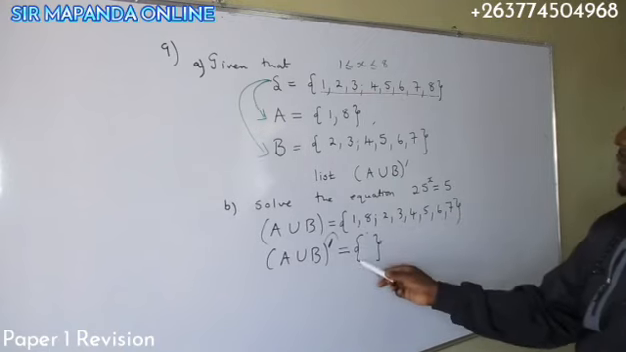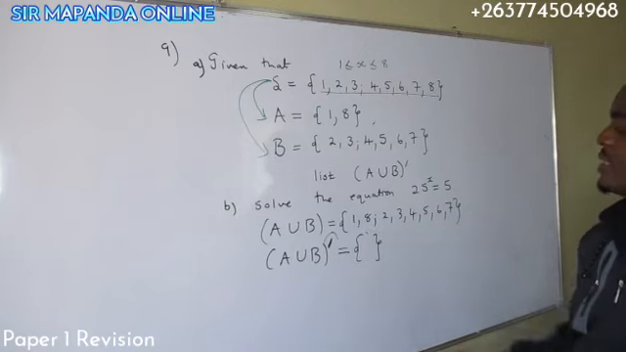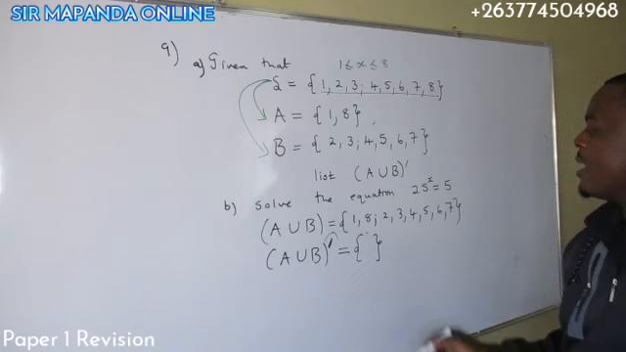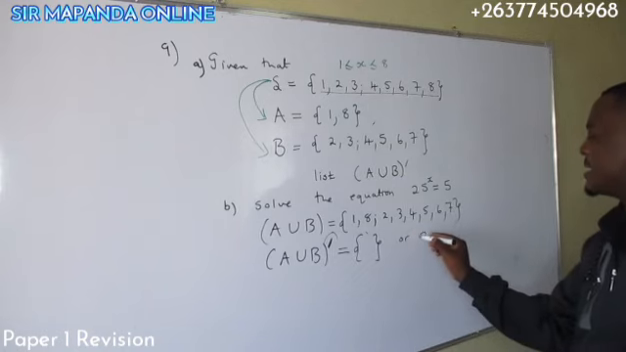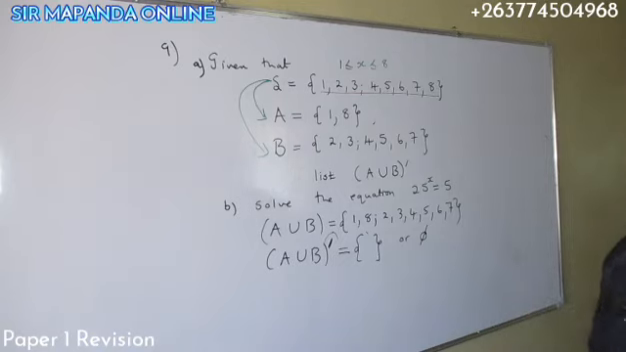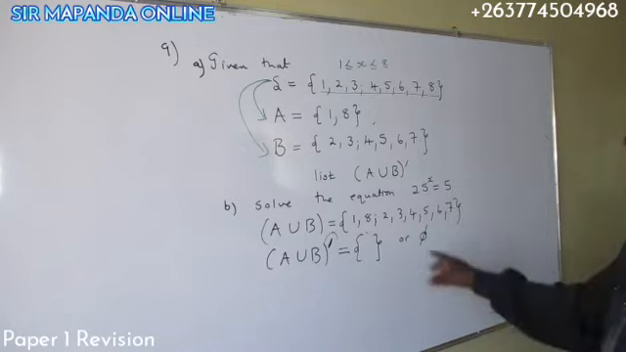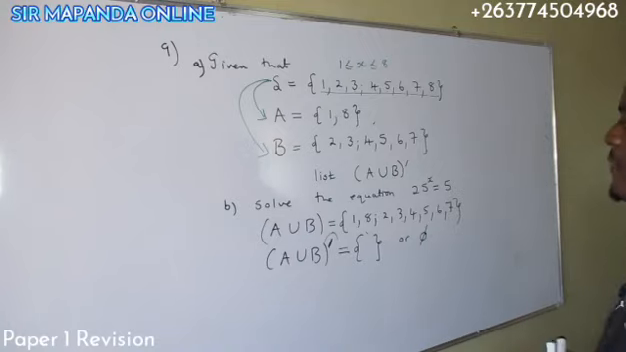You just open a bracket and you close a bracket and you don't write anything here to indicate that it is an empty set. Or you can write a 0, then you slash it. It means empty set. So this is how you write or you present your answer if you have an empty set. I hope you are following.